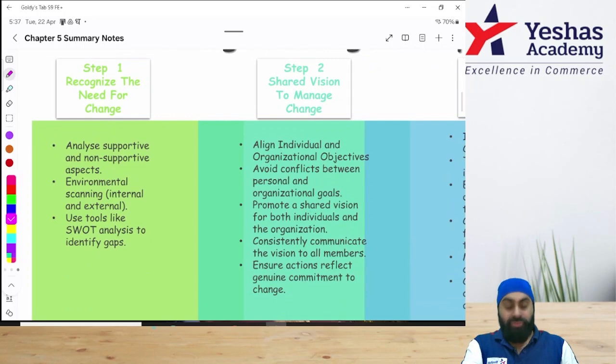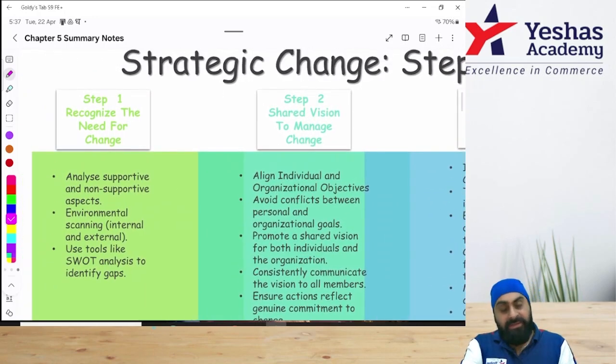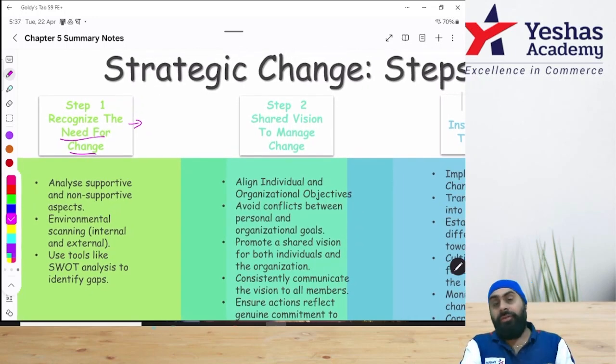Second, the strategic change process. It's a very simple concept. I will explain it in a very easy way. First is need. Recognize there is a need for change. We voted this time. We voted for the first time for BJP. Why? Because we wanted a change. We thought Congress is not able to bring this great impact to the economy. Let's change. So we analyze what the supportive and non-supportive aspects of a business are. We scanned the internal and external factors. We did SWOT analysis and everything to change.